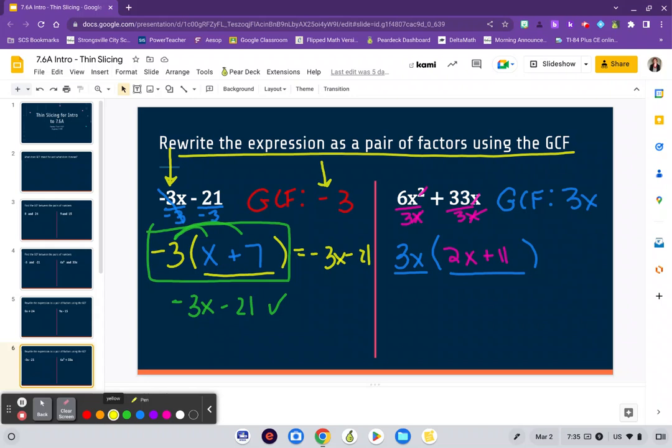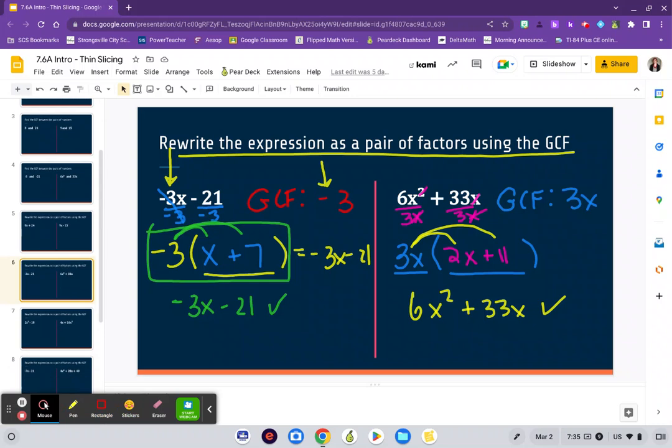And then I'm going to do a check. 3x times 2x is 6. X times x is x squared. And 3x times 11 is 33x. And so this works out. And so that is going to be our goal for this particular lesson, is that I can find a GCF and then use that GCF to rewrite the expression as 2 items being multiplied.